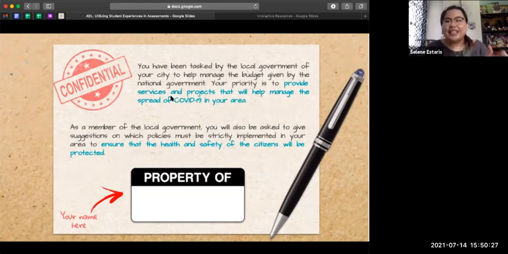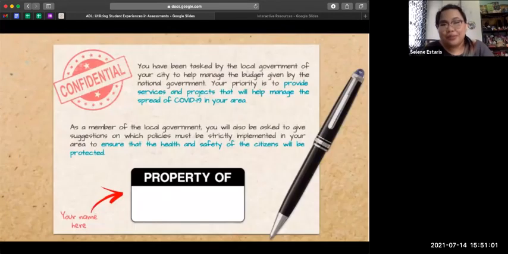In this assessment, we put them in the role of being in charge of the local government funds, in charge of budgeting the local government's money. And then what we want them to do is to prioritize things that will be helpful during the pandemic. So they are instructed to budget the money appropriately in selecting the best services and projects that could help prevent or manage the spread of COVID-19 in their local governments. So let's take a look.